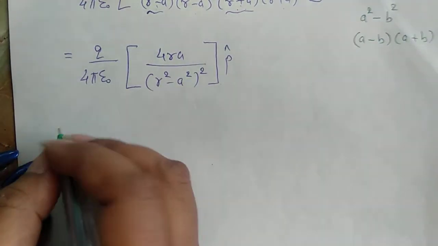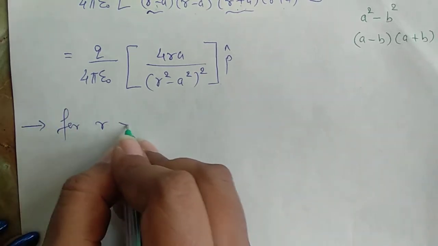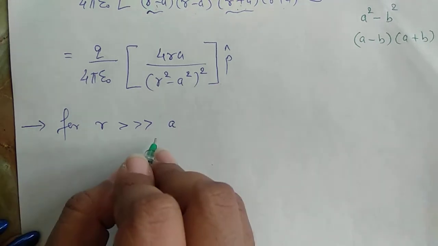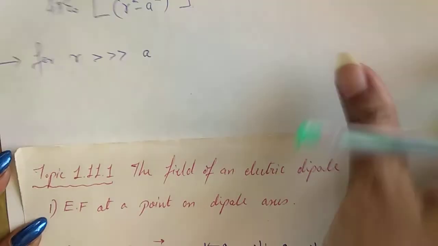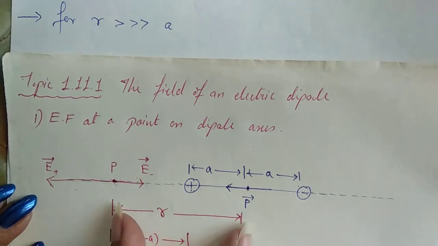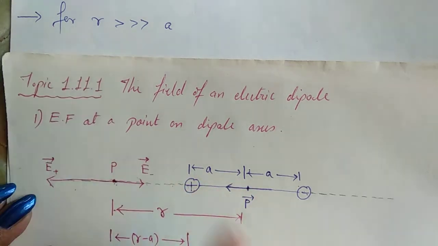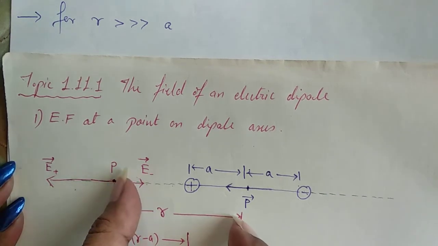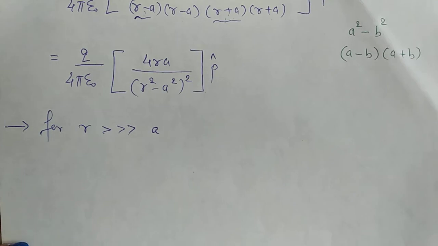Okay, now we'll take one condition. We'll consider one case for r very big than a. What does this mean? This means that point P is very far away from the center of the dipole. Just see what was r and what was a. This was the distance r and this is the distance a. Now we are considering a case where this r is very big than a. If r becomes big, what happens? This point P goes far away from the center of the dipole. So we'll consider that case. Our point P is very far away from the dipole.